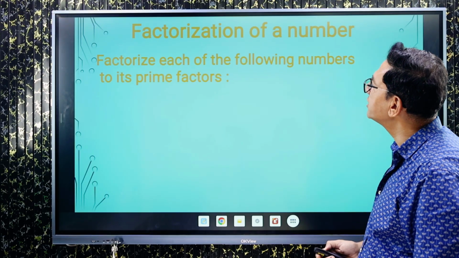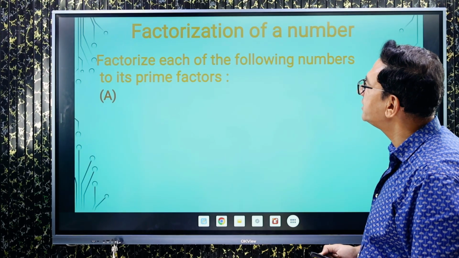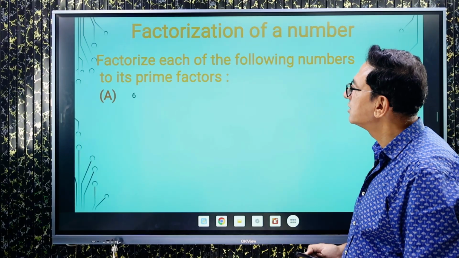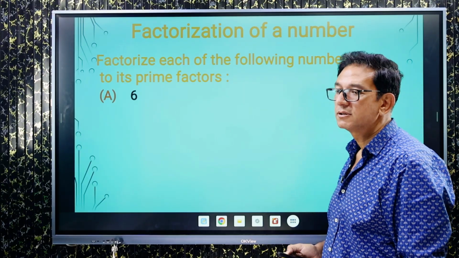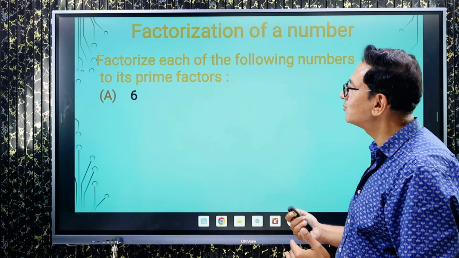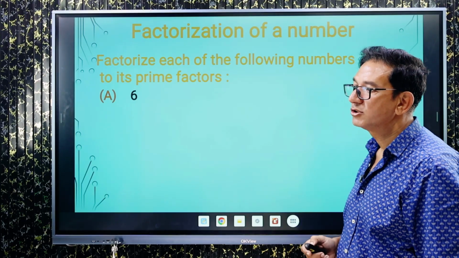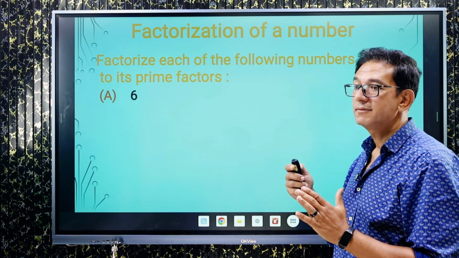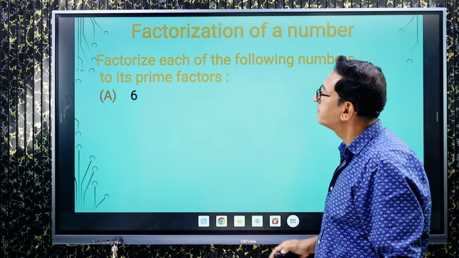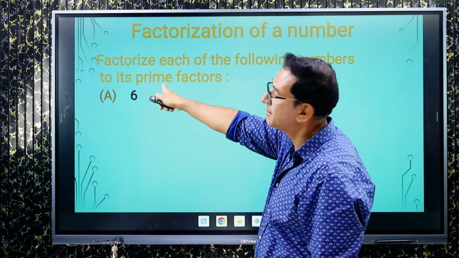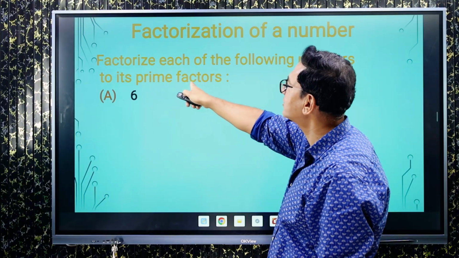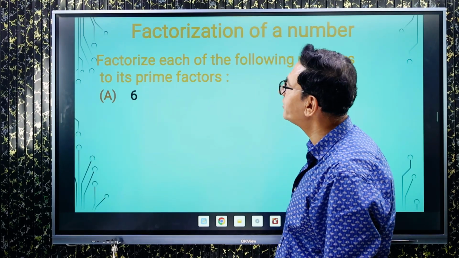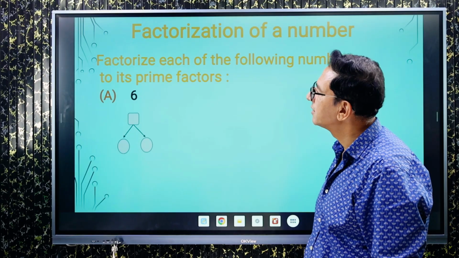Now we are talking about the factorization of each number. Factorize each of the following numbers to its prime factors. So factorization of a number is to make the number as small as we can, to write the number as a product of many small factors, and these factors must be prime.